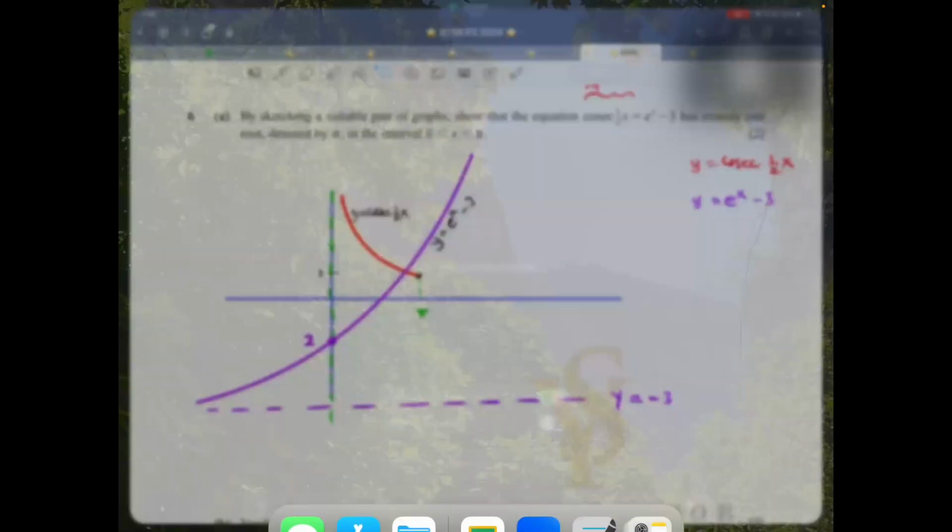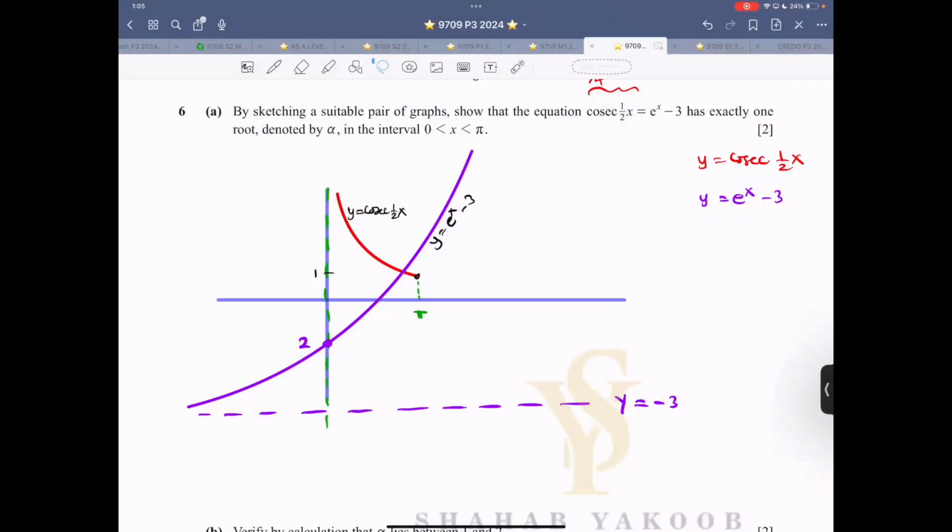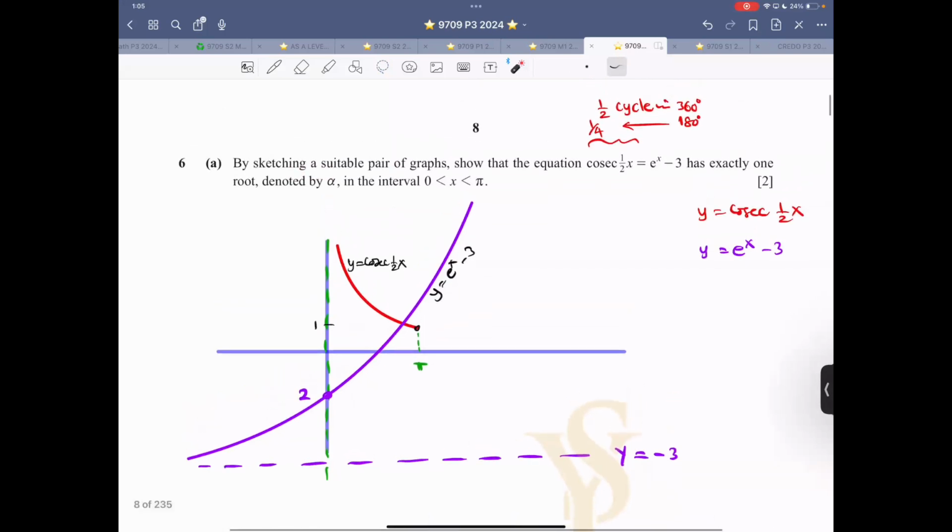So now let's look at this question. This question says, by sketching a suitable pair of graphs, show that the equation cosec half x is e raised to power of x minus 3 has exactly one root denoted by alpha in this particular interval. First of all, let's focus on cosec half x. Cosec is the reciprocal of sine. Since it's half x, it's reciprocal of sine half x.